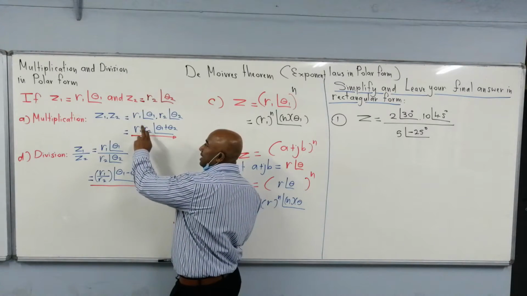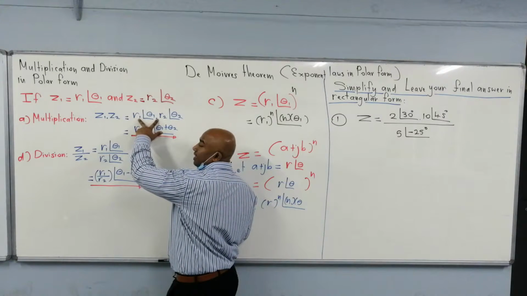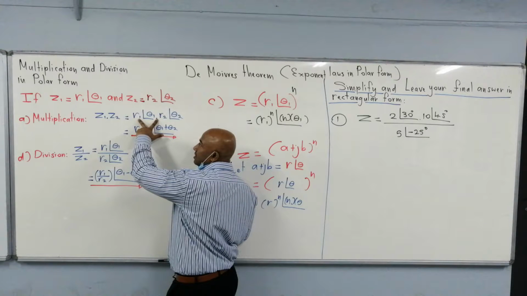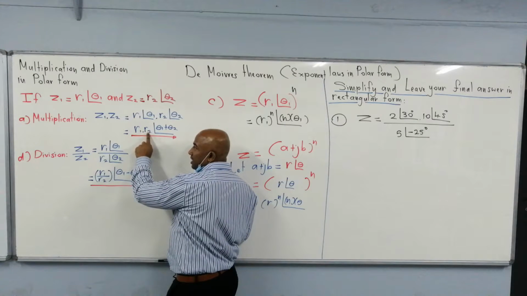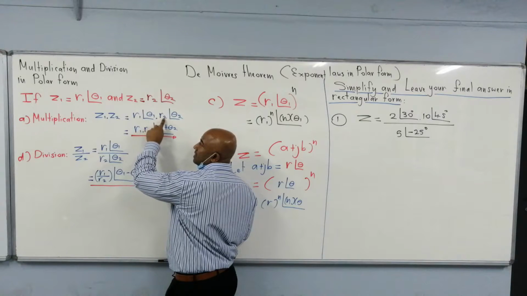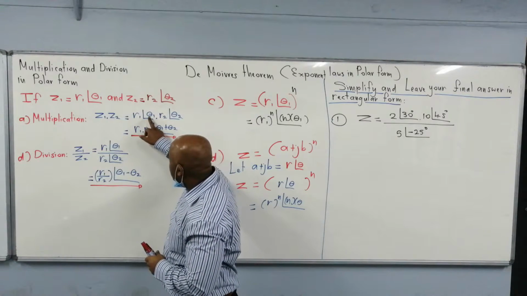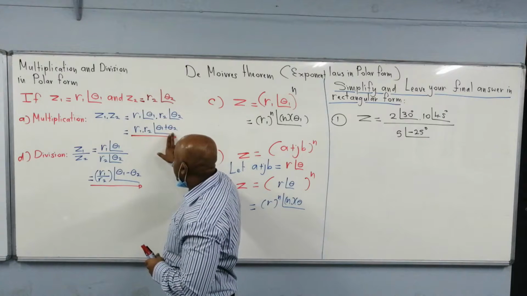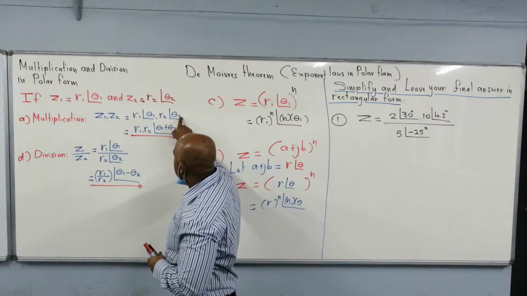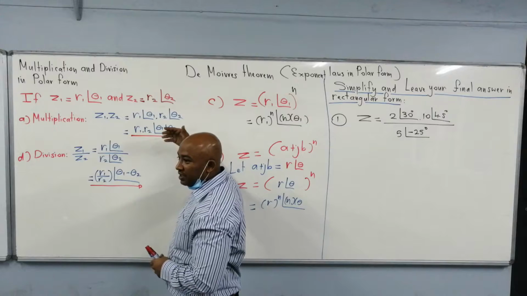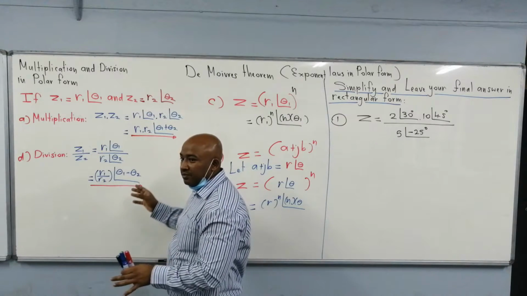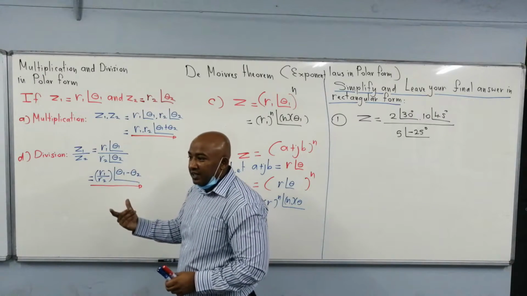The rule is multiply the R values. So there's R1 times R2. That means if this was a 2 and that was a 3, 2 times 3 will be 6. And then what do you do to the angles? You add the angles up. So if this was 20 and this was 30, 20 plus 30 will be 50. That's all. Multiply the R's, add the angles.